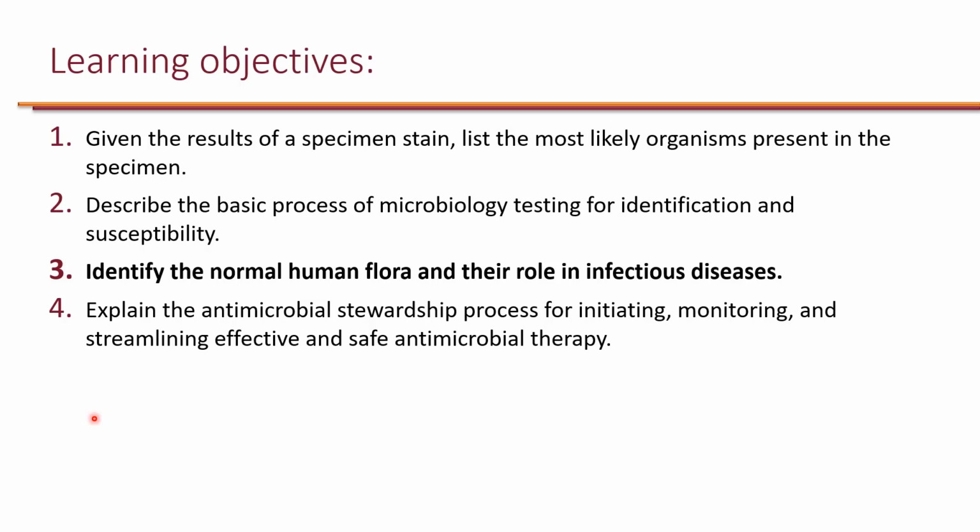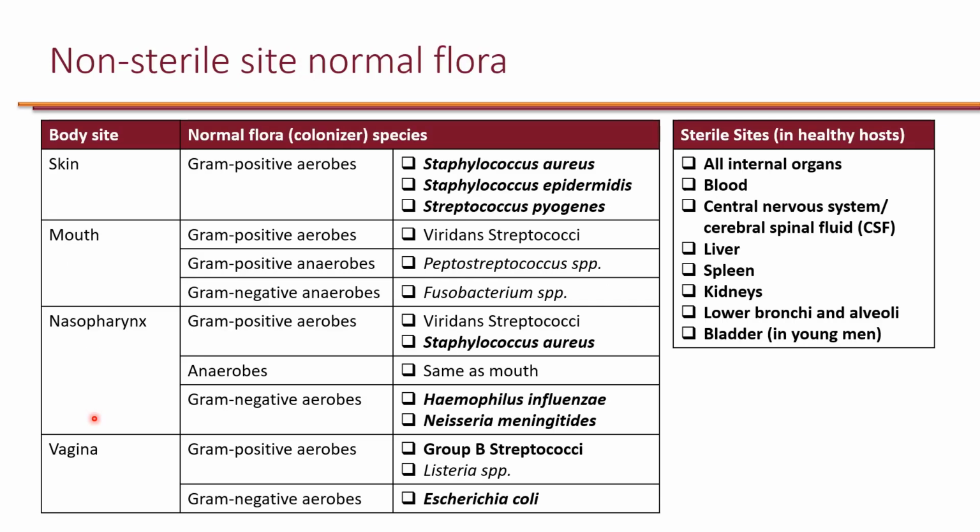Now, let's identify the normal human flora and their role in infectious diseases. Normal flora are absolutely essential for health. There are non-sterile sites in the human body where these flora reside. However, there are sterile sites that are not supposed to have any organisms in healthy hosts. In general, all internal organs are considered sterile, so they should not have any flora. For example, in blood, we don't anticipate any organisms. So if you do find an organism in a sterile site, it's considered an infection for the most part.